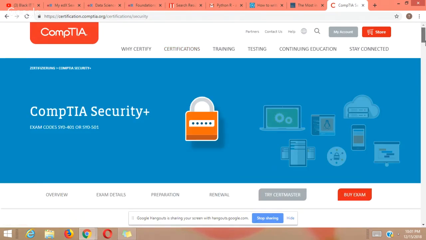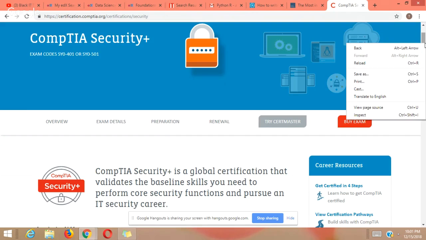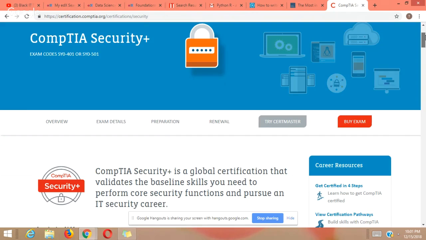So you should always have CompTIA Security Plus as a starting point for cybersecurity and information security. Most, if not all, organizations require that you have this. This is almost like having a learner's permit before you get your driver's license. So definitely get your Security Plus.